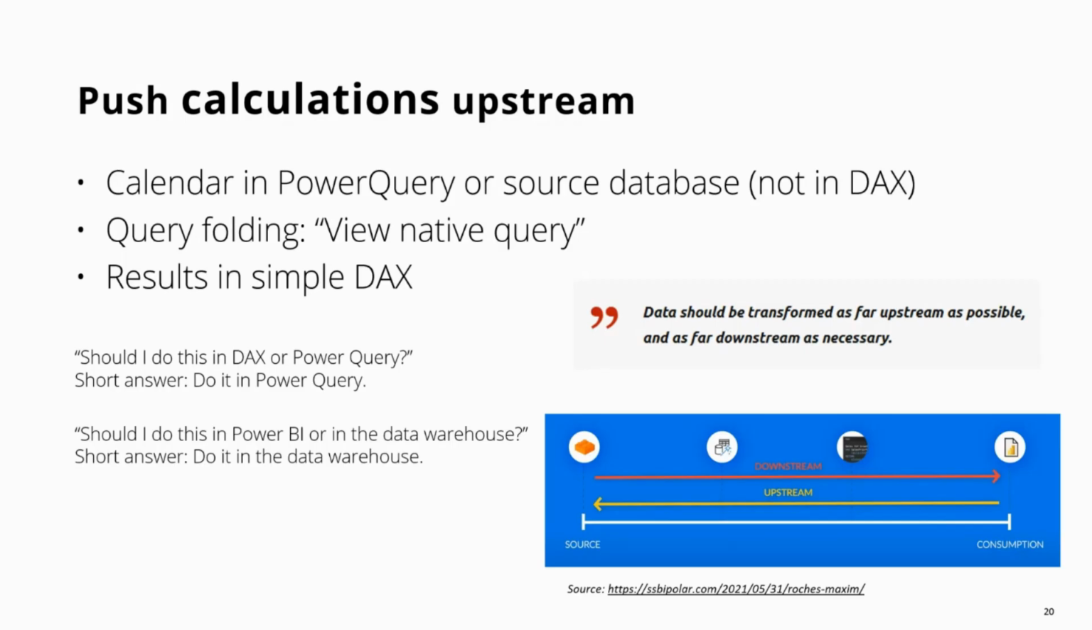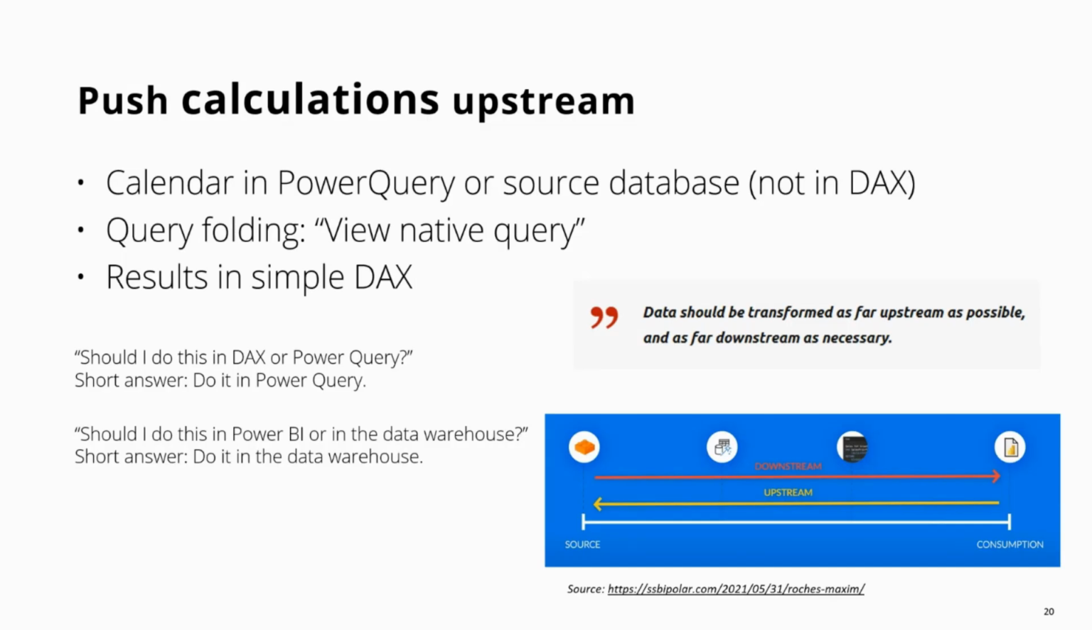Okay, so what then to do with, like, a calendar dimension, right? Should you generate it in DAX or Power Query? Typically, it would be best to do it in Power Query or even at the source, right? Much better than having it in DAX, as it then won't consume time to evaluate on every interaction.